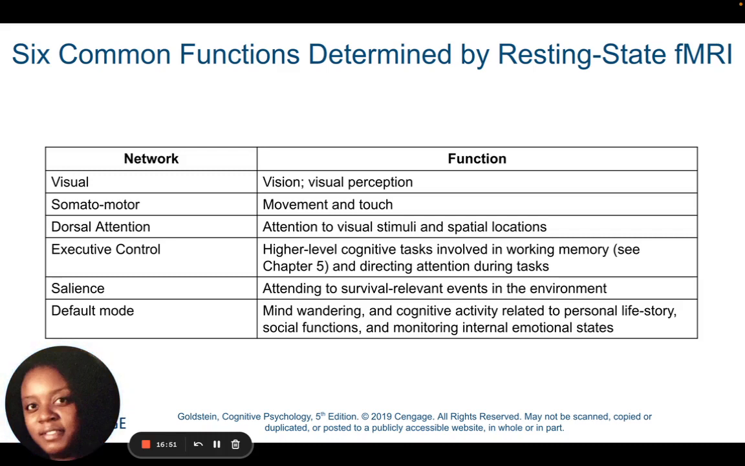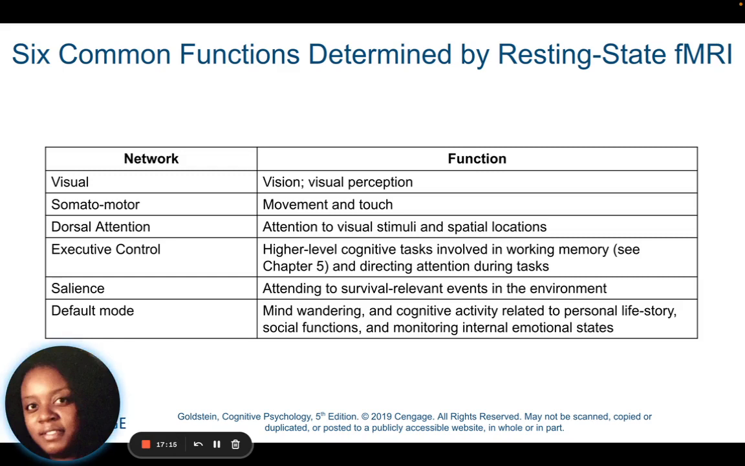The dorsal attention area is responsible for our attention to visual stimulus and also spatial locations, while those executive control functions in that frontal lobe are responsible for those higher level cognitive tasks that are involved in our working memory. And we'll talk more about that in chapter 5. And then also directing our attention to various tasks.